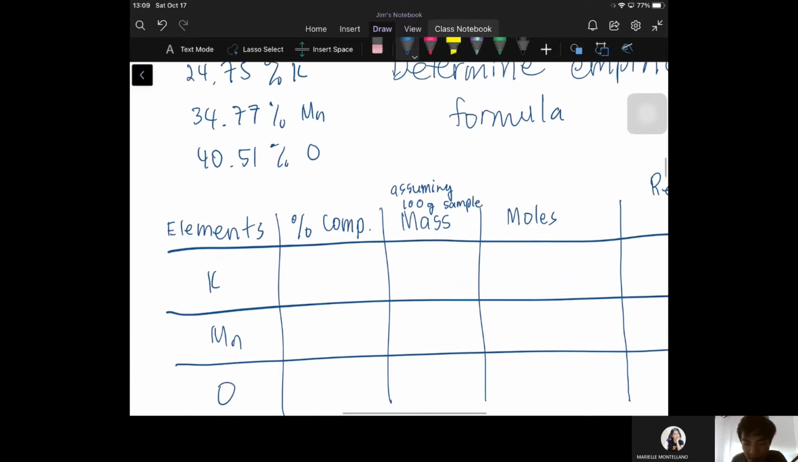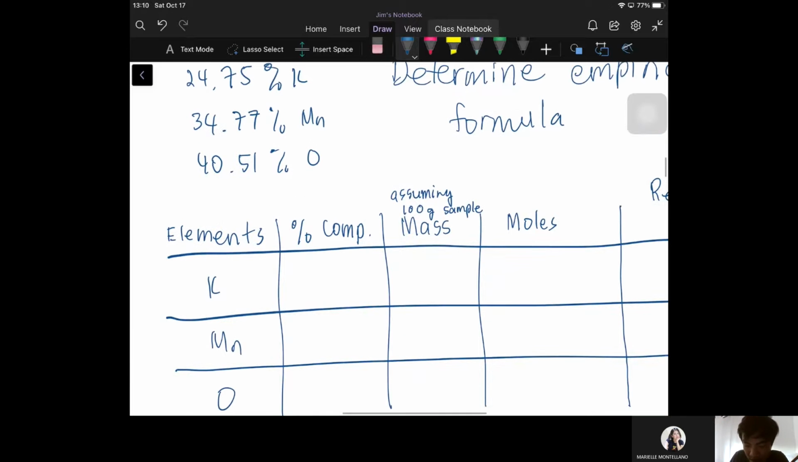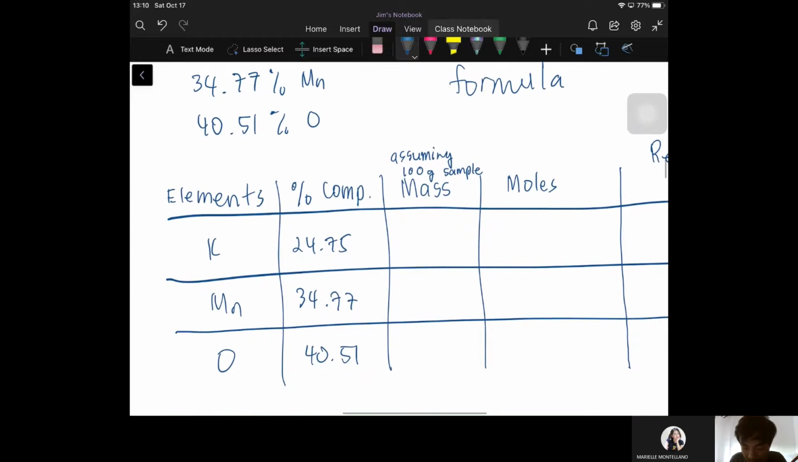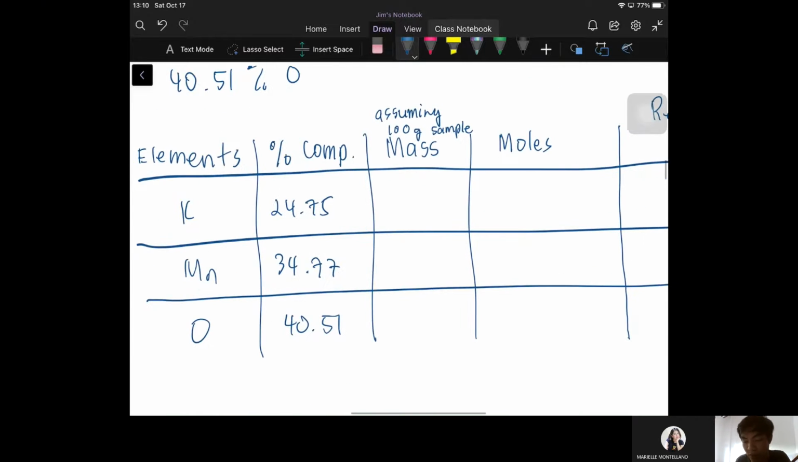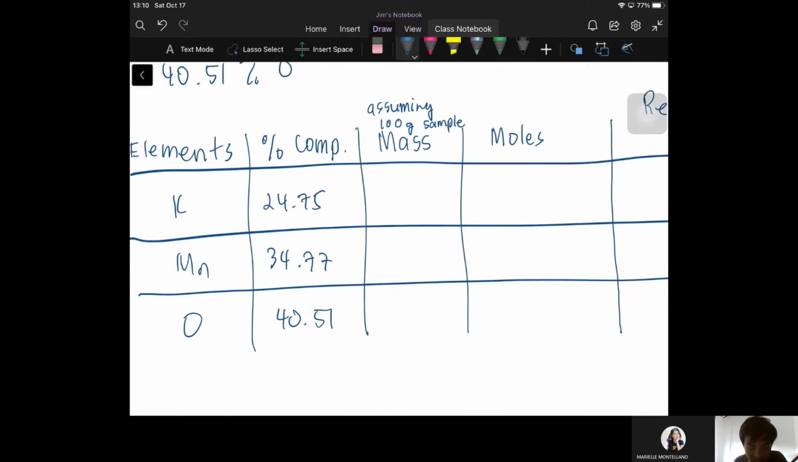Okay. So the percent compound, we just have to write them: 24.75, 34.77, 40.51%. You don't write the unit percent anymore. If we assume the sample is 100 grams, then the mass of that element is the percent value, since the percent cancels when you multiply by 100.